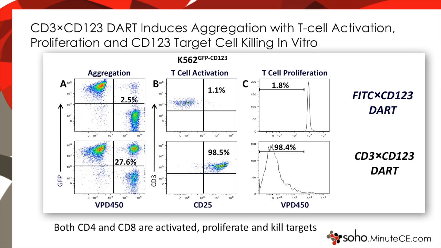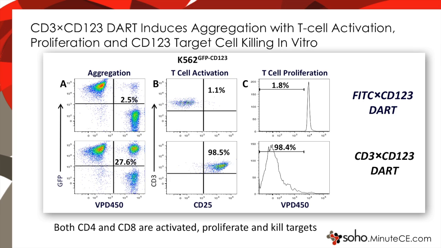This is an in vitro experiment showing that our dual affinity agent is doing what it's supposed to do. And in the left panels, you can see that it induces the aggregation, in the upper right panel, of T cells and target cells. And in the middle panels, you can see the real DART on the bottom. It induces the activation of CD25, meaning that T cells are activated. And on the right panels, you can see that these T cells are also replicating in the presence of the real DART. So it's doing exactly what it's supposed to be doing.